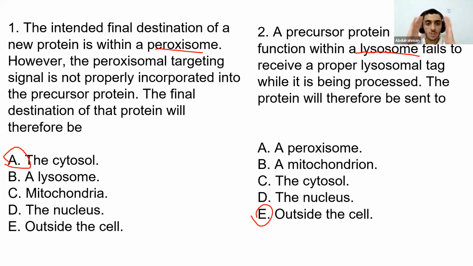Right? Because the Golgi is programmed. You either go to the lysosome if you have your tag, or you go to the cell membrane if you have another tag, I guess, I'm not sure, or you go outside the cell. So once it's in the Golgi, if there's no lysosomal tag, it's going to be sent outside the cell. So this is why it's here.